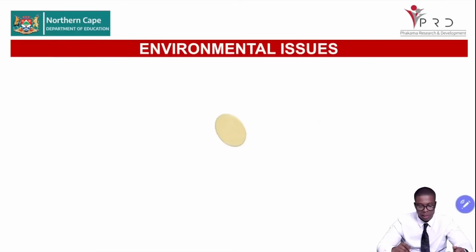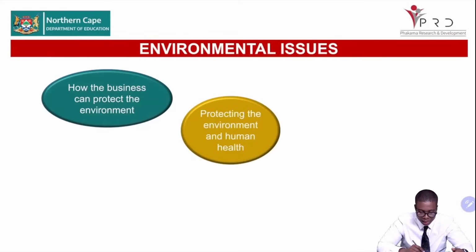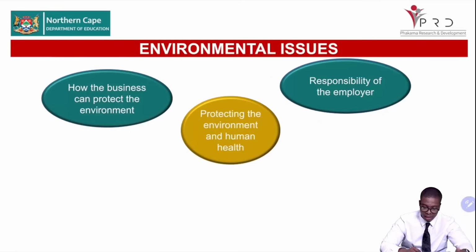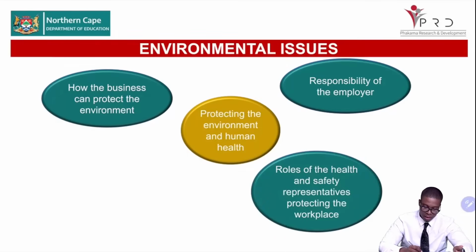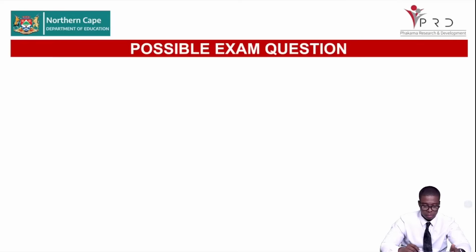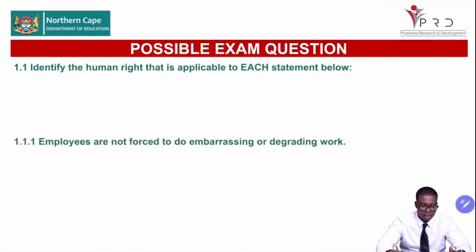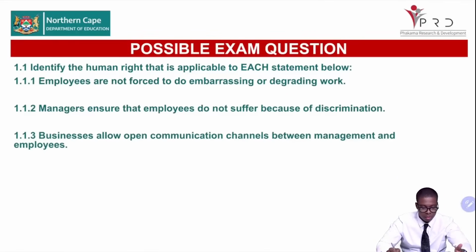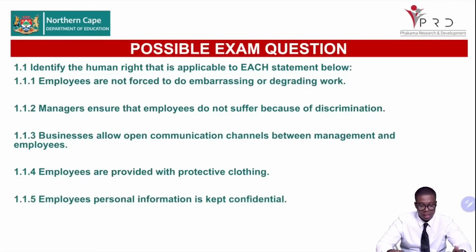Then environmental issues. We are talking about protecting the environment and human health. So we look into strategies in which the business can apply to promote human health and protect the environment, the responsibility of the employer in protecting the environment and human health, the responsibility or the role of the health and safety representatives in protecting the workplace, and the responsibility of the employee. Now let us look into possible assessment. Now we focus on giving you techniques on how to identify the human rights in the workplace.